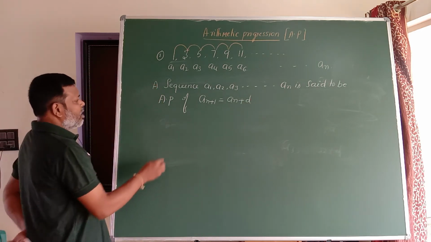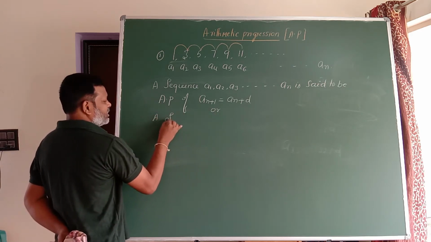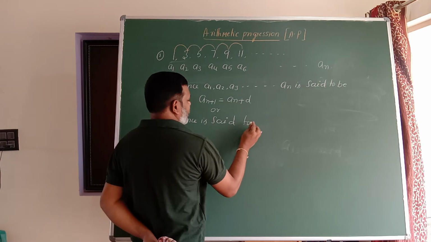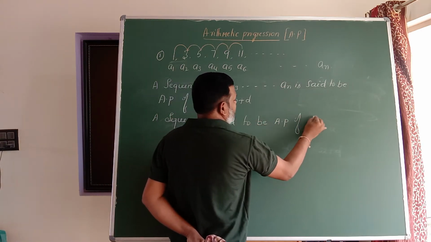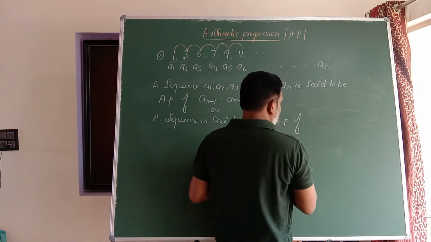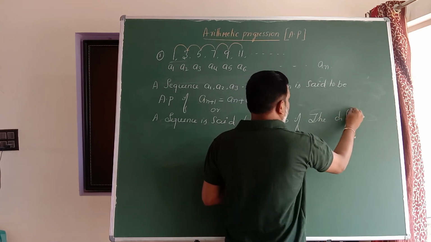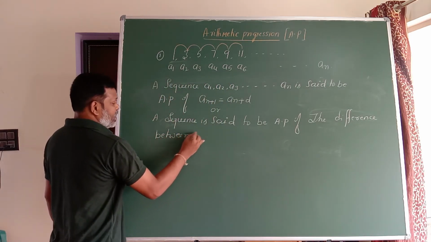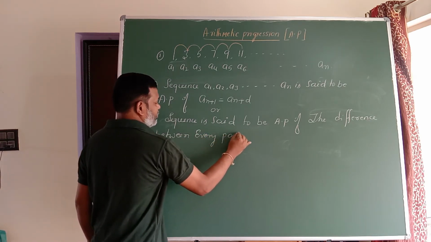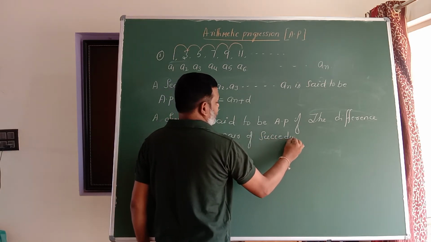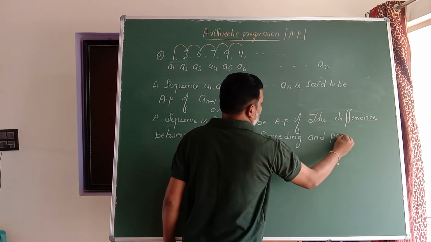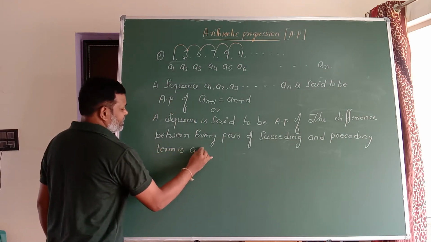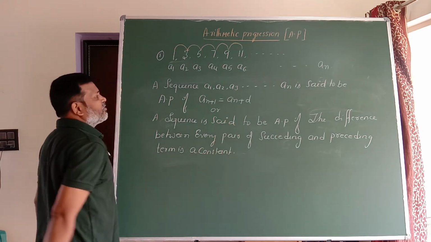Got my point? Or another definition I can say here: a sequence is said to be AP if the difference between every pair of succeeding and preceding term is a constant. This is the definition of the arithmetic progression.